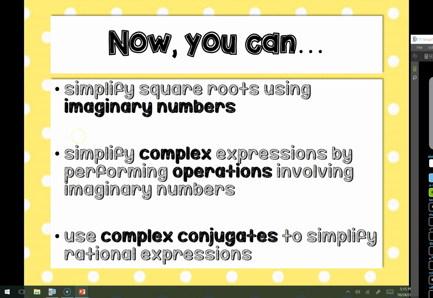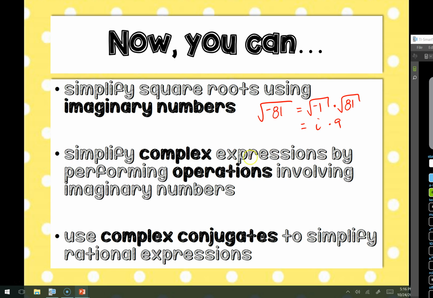Okay, so why don't you give the Now You Try problems a try? You have the ability to simplify square roots using imaginary numbers. Remember, you can take the square root of a negative number, like negative 81, because the square root of negative 1 is i. And you can simplify that.